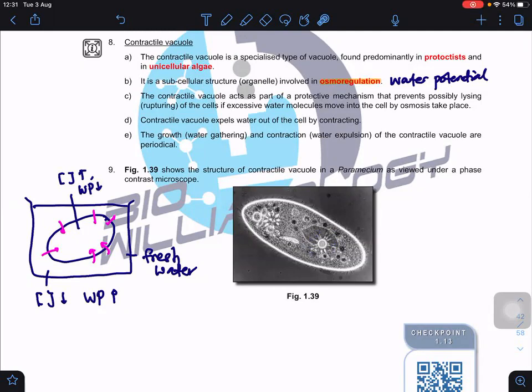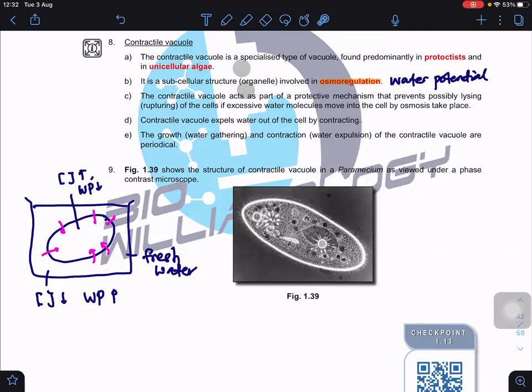So they actually contract rhythmically, at regular intervals, to cause the water molecules to be expelled out of the cell. You can see that the contractile vacuole acts as part of a protective mechanism that prevents possible lysing or rupture of the cells if excessive water molecules move into the cells by osmosis. So the contractile vacuole can expel water out of the cells by the process of contracting. The growth and the contractions of the contractile vacuole are periodic. So it means that water enters until a certain level, then we pump it out.